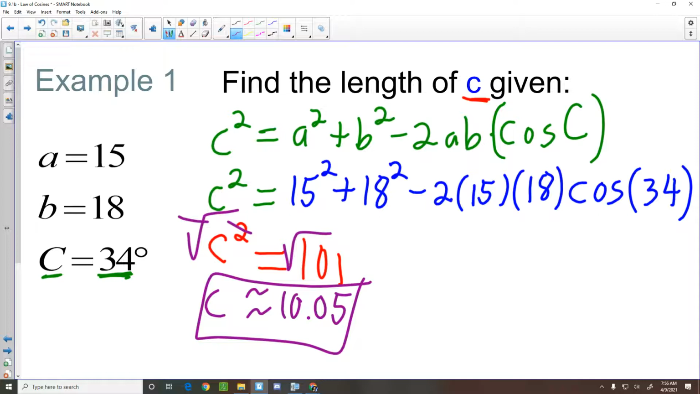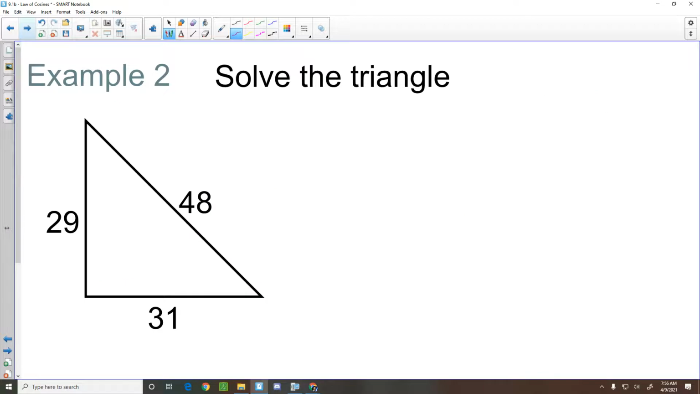Questions on using this law of cosines? It's a pretty straightforward formula once you plug everything in. All right, let's solve this entire triangle. Ooh, got to find all the angles. Where do we even start though, Aiden? Let's start by drawing the triangle in our notebook.